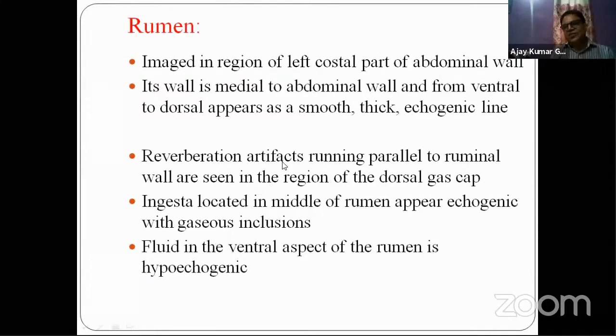So you can distinguish the dorsal gas cap, which because of reverberations will not allow the ultrasound to pass deeper, whereas the ingesta will appear echogenic and fluid will appear hypoechogenic. However, it will not always be possible to distinguish between the middle portion containing the ingesta and the ventral portion containing the fluid. They may appear similar and may have similar echogenicity.